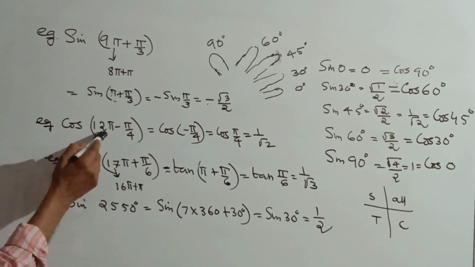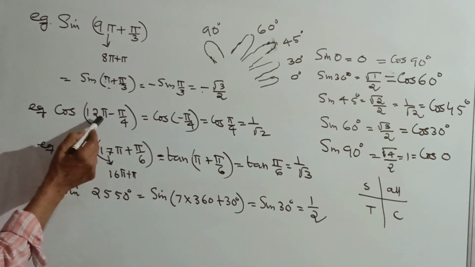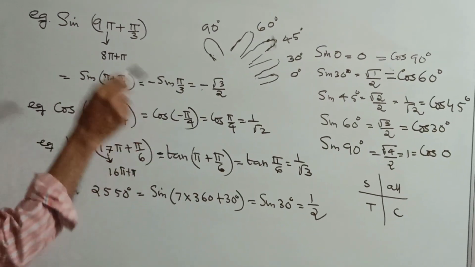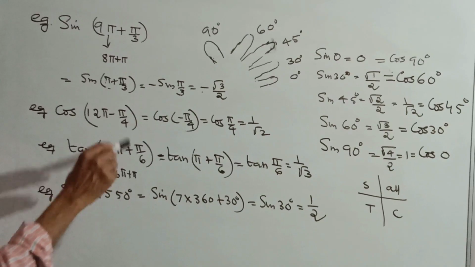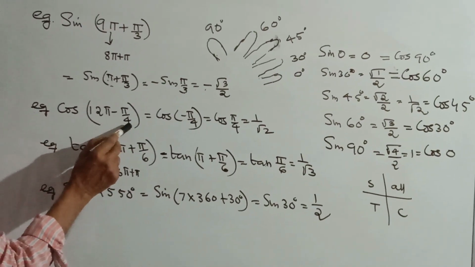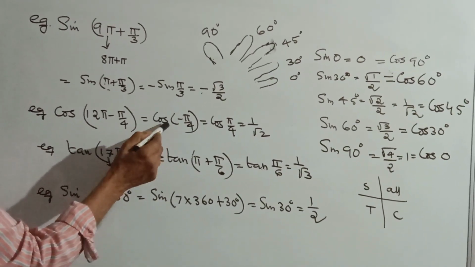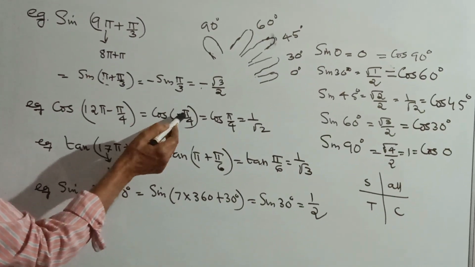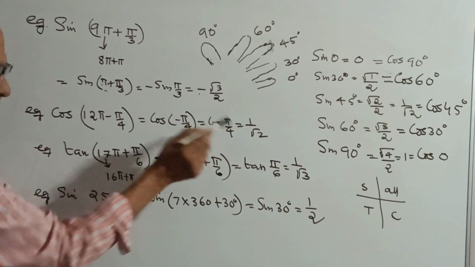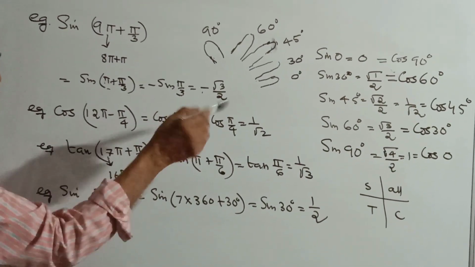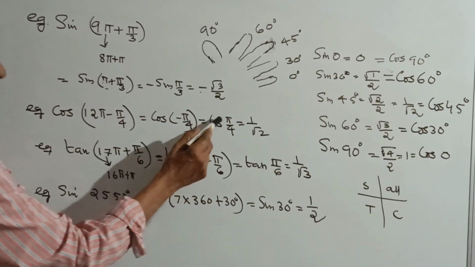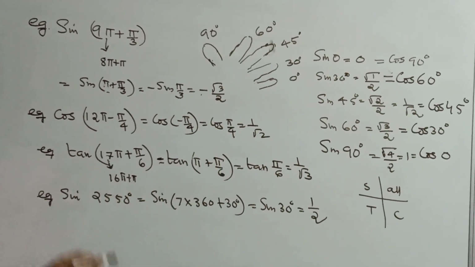Now cos of 12 pi minus pi by 4. 12 pi is complete revolution, 6 times 2 pi. So it becomes cos of minus pi by 4. But cosine of minus pi by 4 becomes cosine of pi by 4, because the minus will not come in cosine. So cos pi by 4 finally is 1 by root 2.